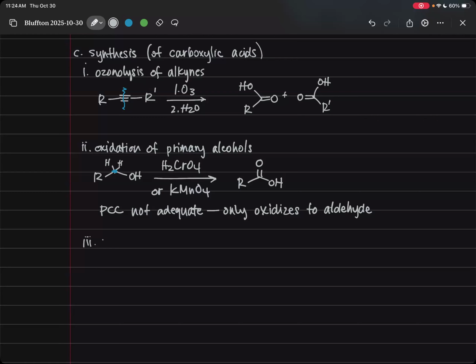The third way is the hydrolysis of nitriles. And so to do that, we need a nitrile.